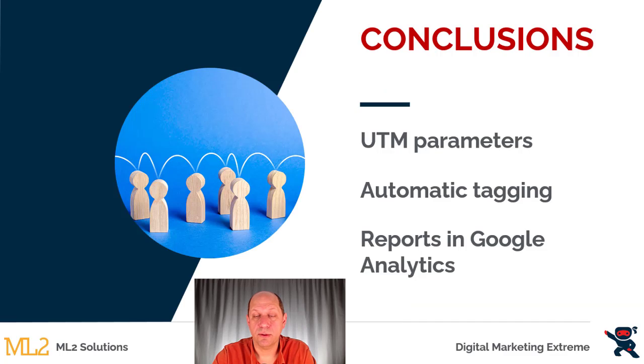So in conclusion, again, UTM parameters can be set on different URLs that you place on different places on the internet, so websites or social media, for example. Those parameters are values that you set, which cause automatic tagging to show up in Google Analytics. You don't have to do anything for that data to flow through other than put the parameters in the URL.